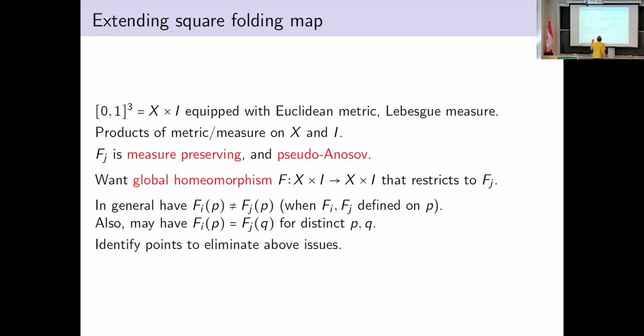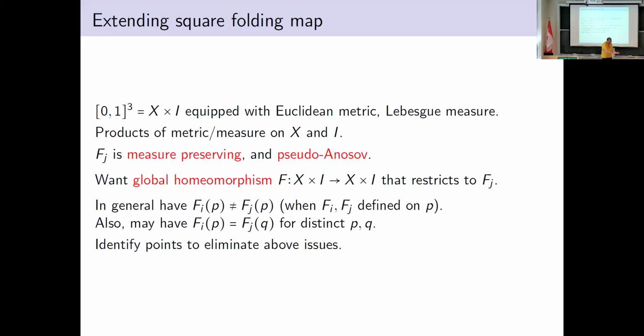So, maybe I should just say, my cube is just a cube. So it gets the Euclidean metric, and it also gets three-dimensional Lebesgue measure. And so the map is measure preserving, and in a sense, it's a pseudo-Anosov map, okay? And I want the global homeomorphism that restricts to the maps that I start out with, which are only defined on these pieces of cake, okay?